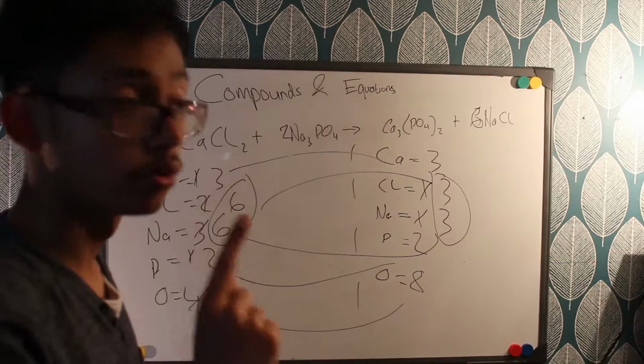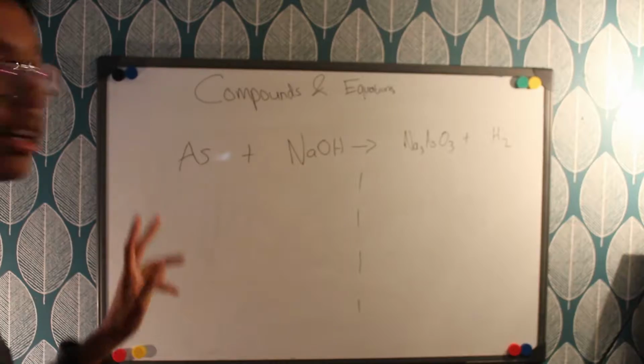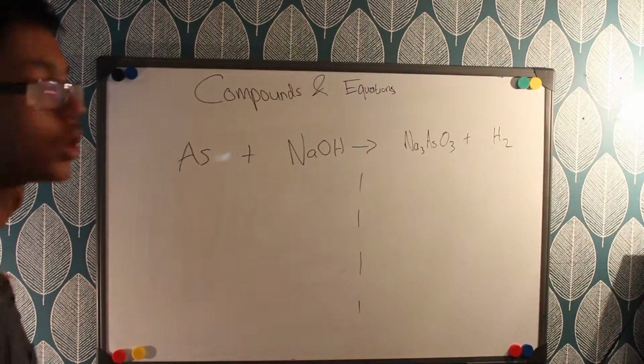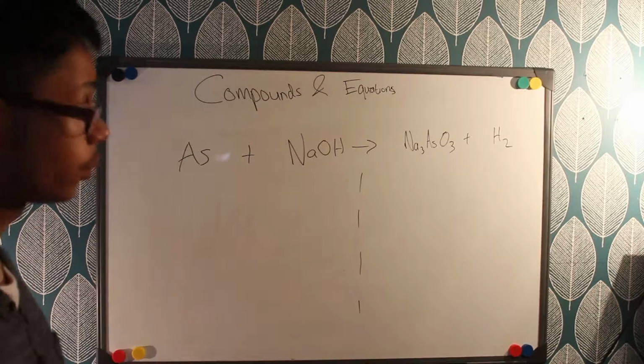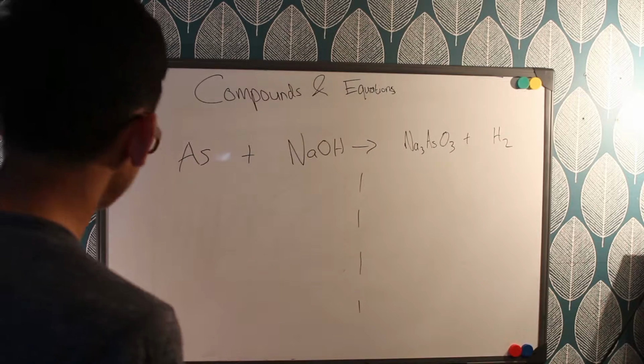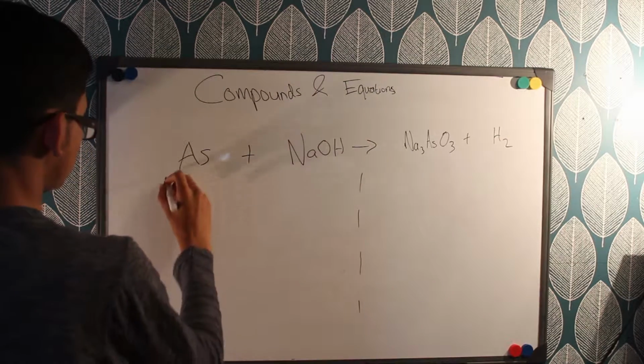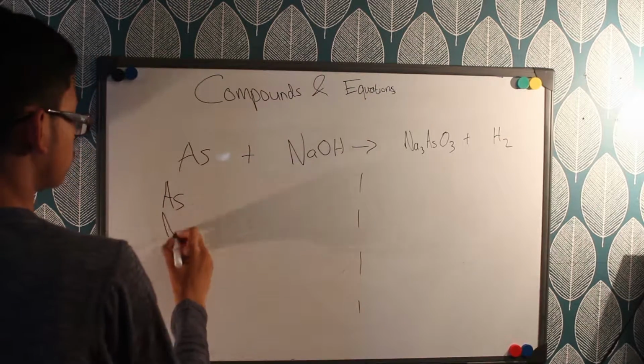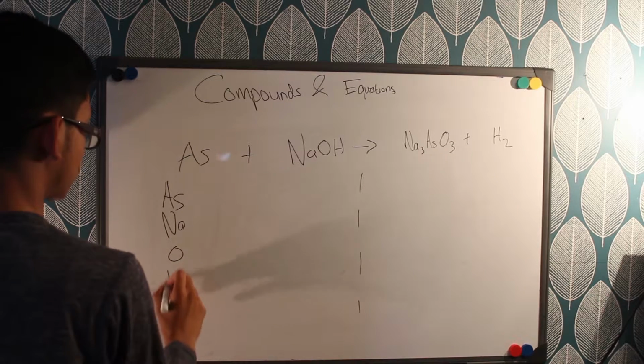Now let me go through one more and then the video is done. Here is a question where I'm going to teach you a quicker technique for questions you might come across with this. So obviously name our values. We've got arsenic, sodium, oxygen, and hydrogen.